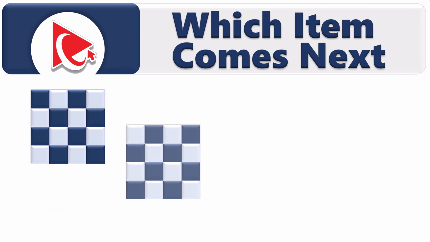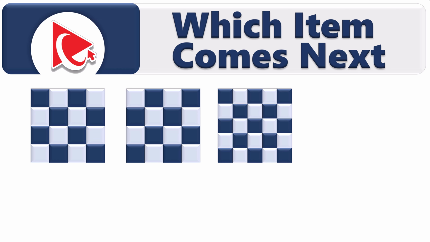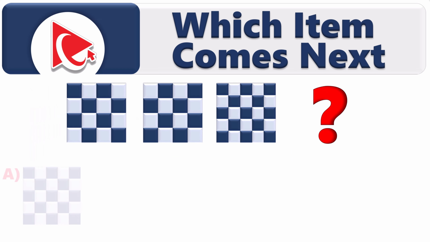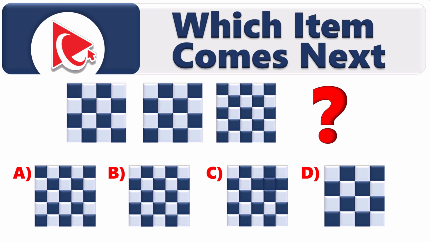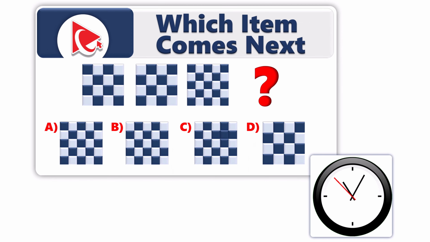You're presented with 3 squares, and you need to determine which square comes next. The next square should be selected out of 4 possible choices. Choices A, B, C, and D. Take a close look to see if you can come up with the solution.